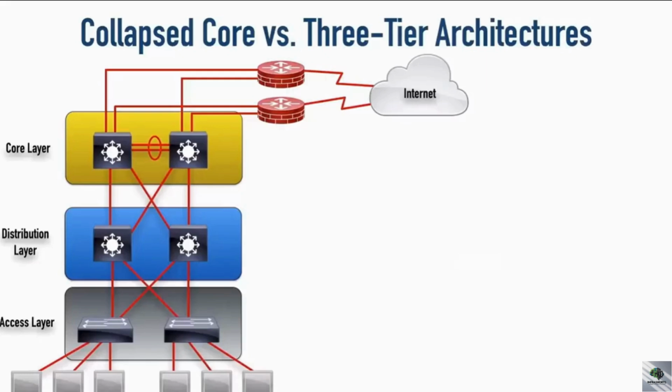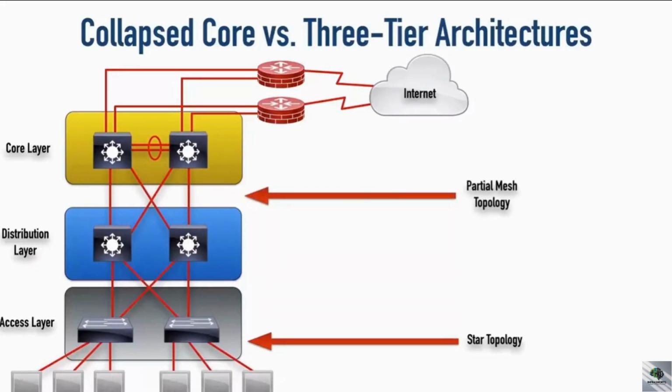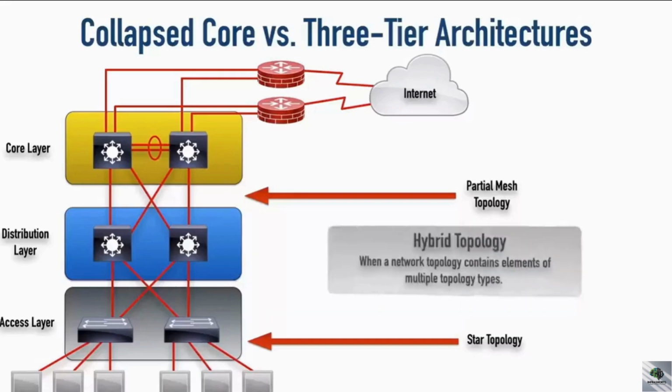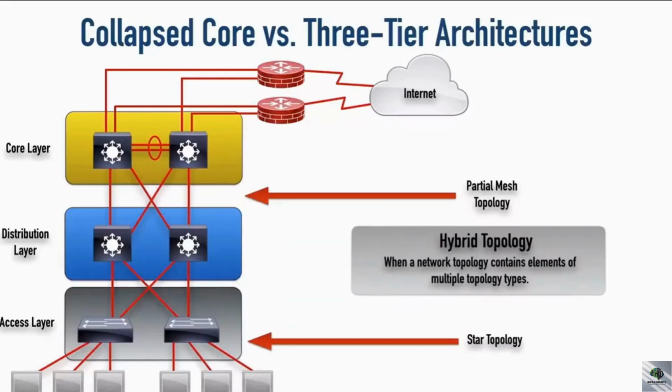And if we take a look at the actual topologies involved here, we can see we've got a mixture. Think about it. We've got a star topology down at the access layer. We're starring out to all of those different devices. For redundancy, we're interconnecting our switches between our layers. That would be a partial mesh topology. And since we've got both a star and a partial mesh topology showing up here, we can call this a hybrid topology. It's a mixture of different topologies. But again, this is the traditional three-tier architecture.